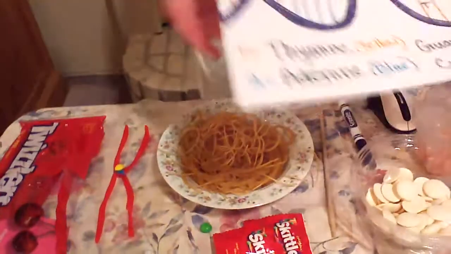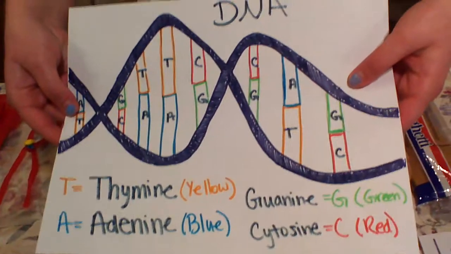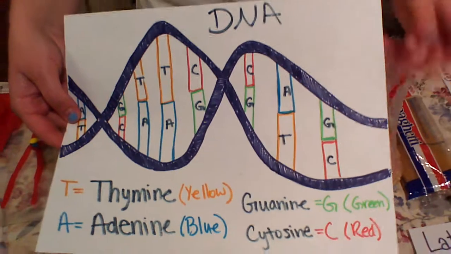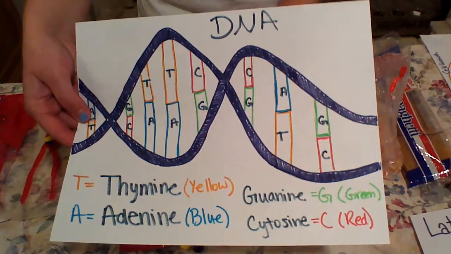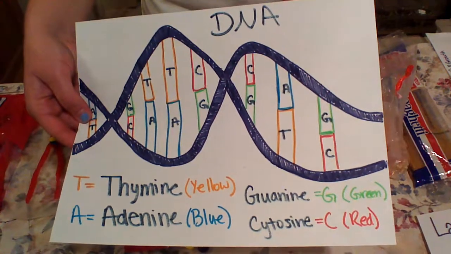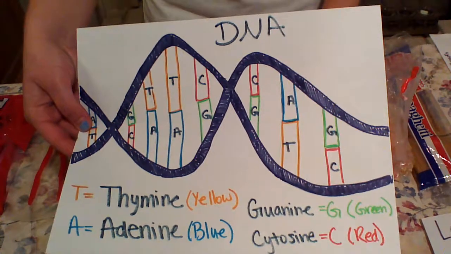DNA, also known as deoxyribonucleic acid, is what holds this genetic information. In DNA, four nitrogenous bases attach to one another to form a double helix.